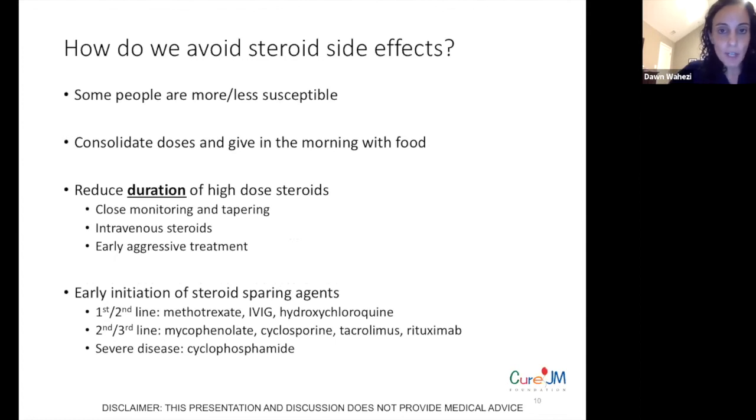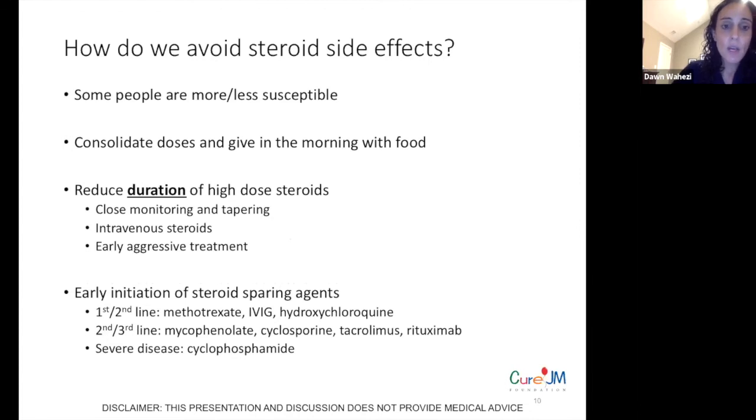So we just talked about our love-hate relationship with steroids. Steroids really are one of the keystones in the treatment of JM. We're not at a point where we can avoid them altogether. We still think they have an important role, but we all recognize that we want to limit those long-term side effects.